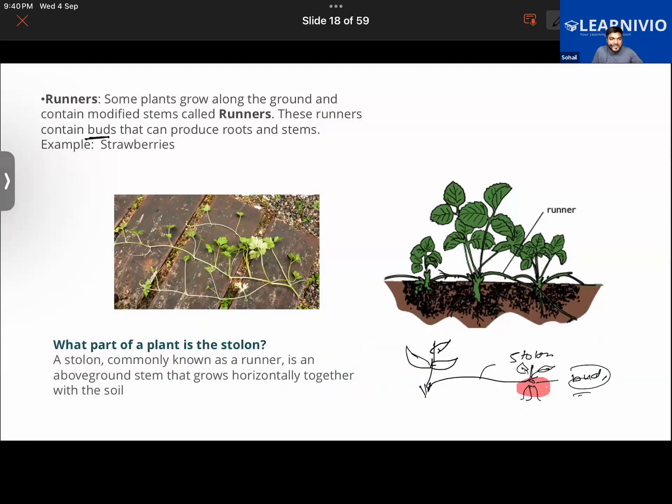So runners grow along the ground, as you can see over here, and they contain buds on them. When those buds come in contact with soil, roots will start to grow out of them, and a new plant will grow. That is how runners grow. What is another name for runners, these stems? What is another name by which it is known?